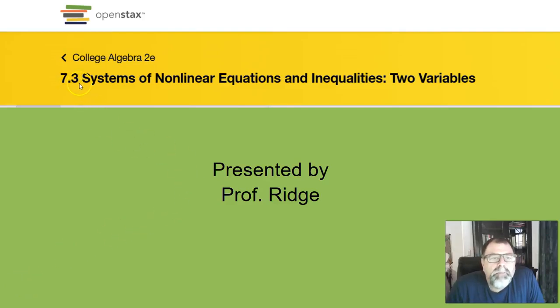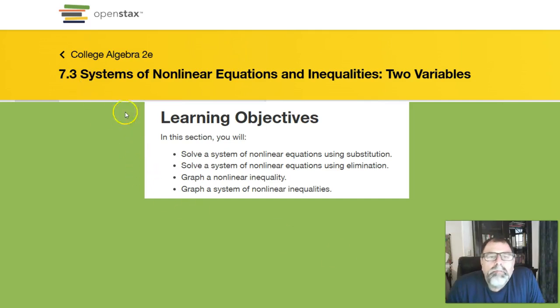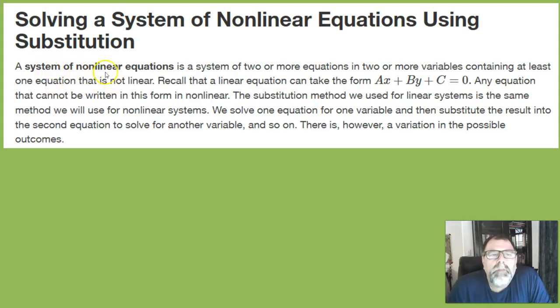Today's lesson 7.3, Systems of Nonlinear Equations and Inequalities in Two Variables. And our first learning objective: solve a system of nonlinear equations using substitution. A system of nonlinear equations is a system of two or more equations in two or more variables containing at least one equation that is not linear.